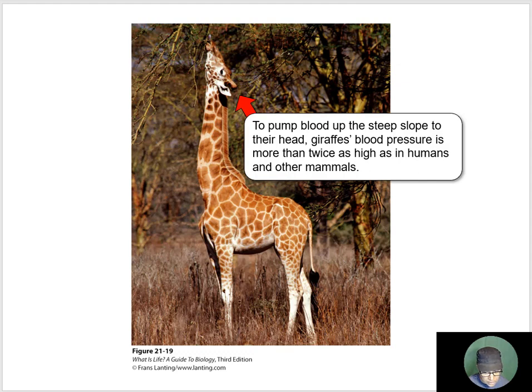We're almost done. So to pump blood up the steep slope to their head, a giraffe's blood pressure is more than twice as high as in humans and other mammals. And that is their normal. So we have to remember once again that what is normal for us doesn't necessarily mean that it's normal for other species, that other species are going to have their own regulatory set points, right?